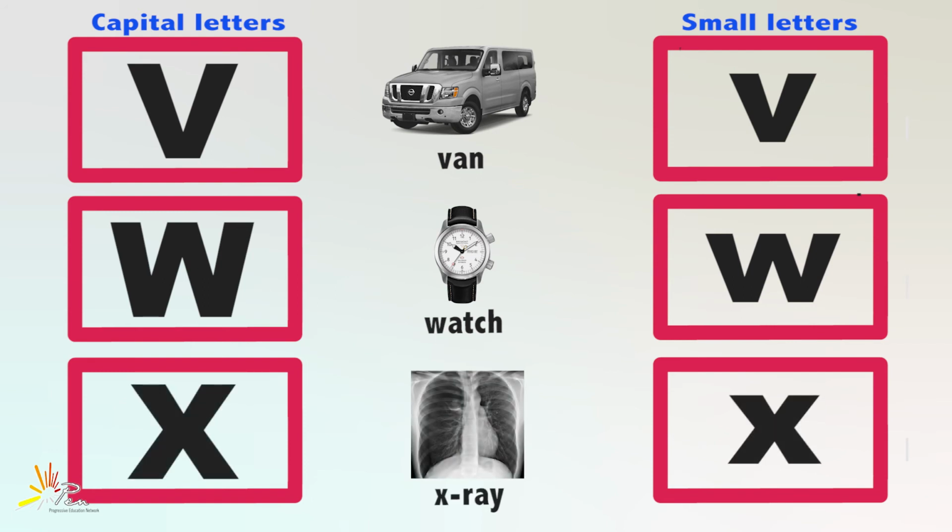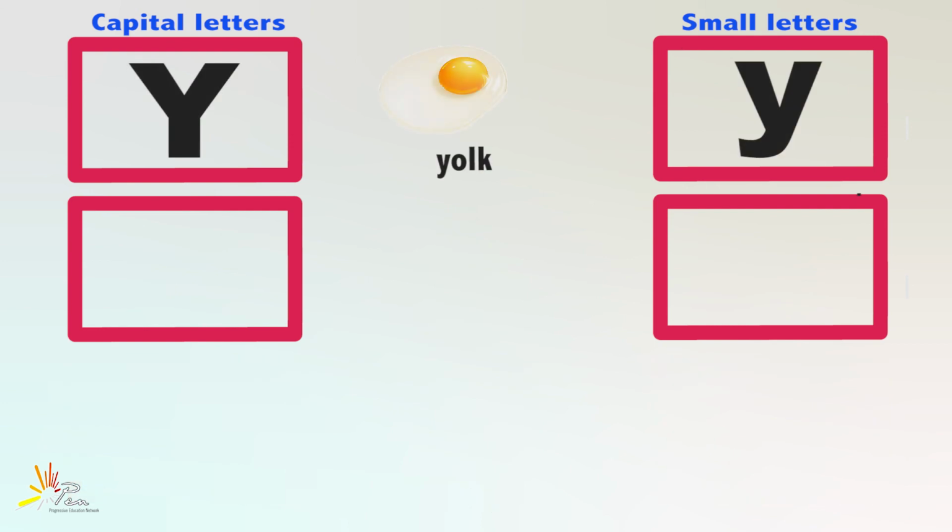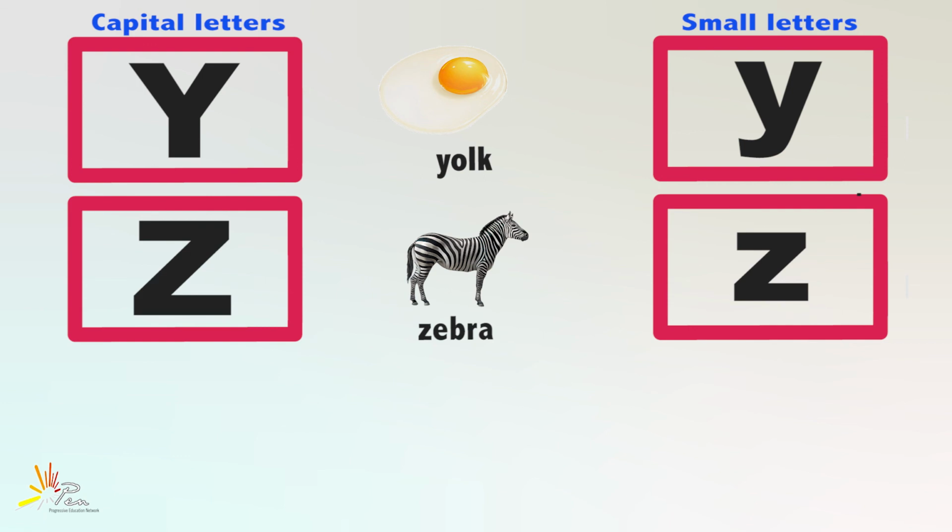X for X-ray. This is capital X and that is small x. Y for York. This is capital Y and that is small y. Z for zebra. This is capital Z and that is small z.